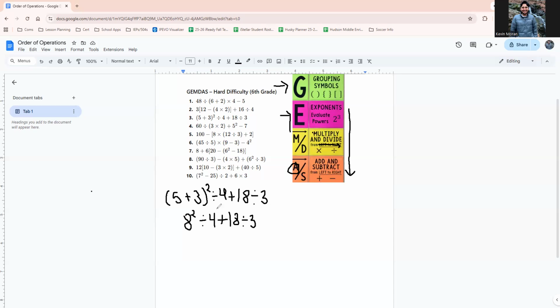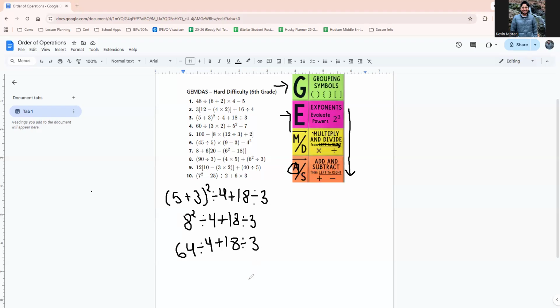I have an exponent right here. And again, this is not 8 times 2. This is 8 times 8, because there are two eights. And 8 times 8 is 64. Okay, I'm going to rewrite everything.